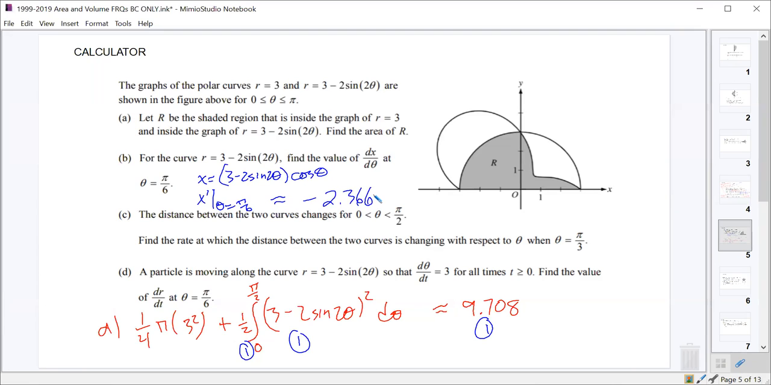Everybody good with part B? That was pretty easy, I hope. 1 point for the expression, 1 point for the answer.